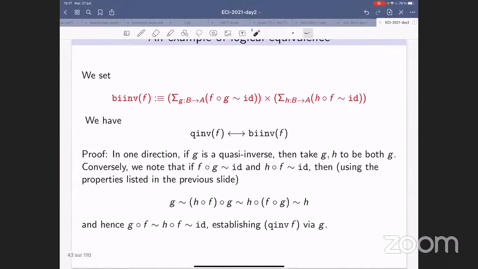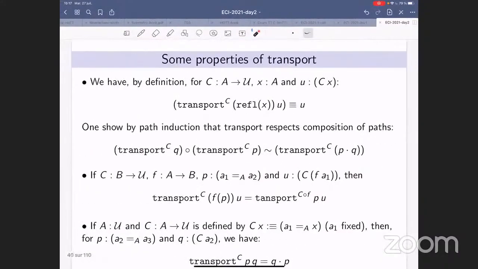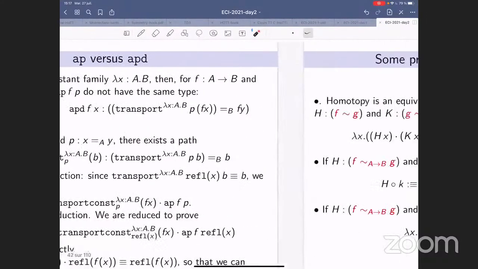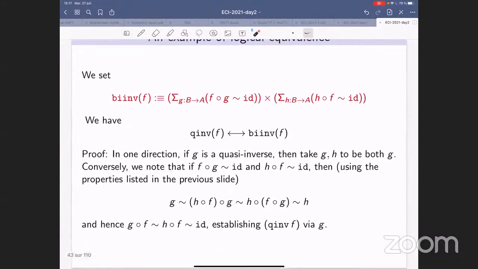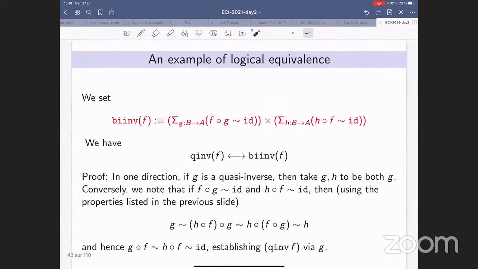Before the break, I want to skip, because these slides are a bit technical. I prefer to do them after you have refreshed your neurons for 10 minutes. So let me finish with something that is related to what I just said. Here is an example of logical equivalence. I should probably repeat here the definition of Q-inv.